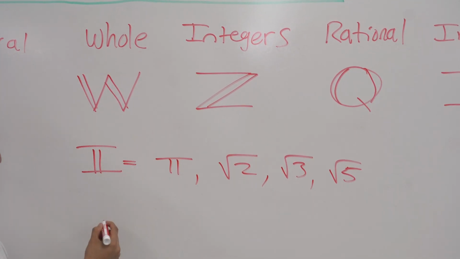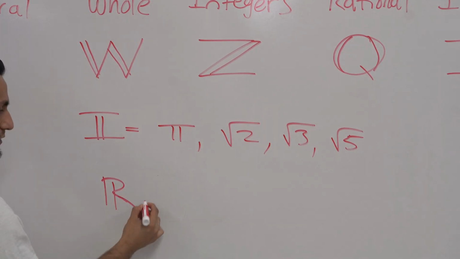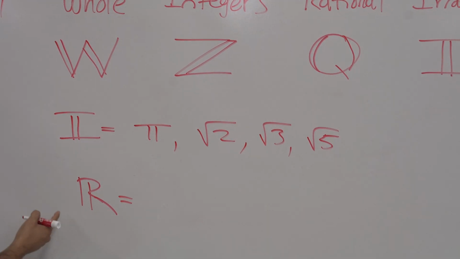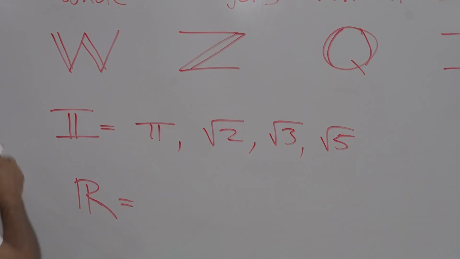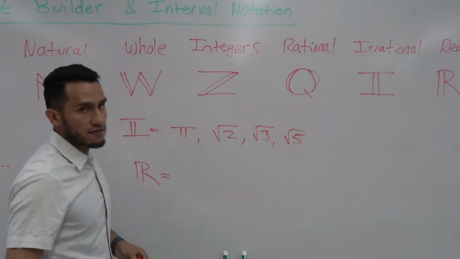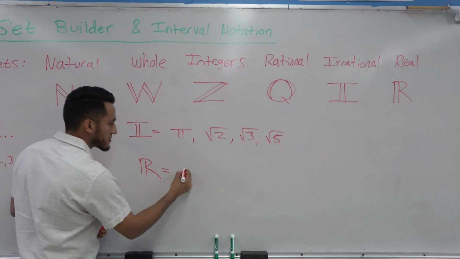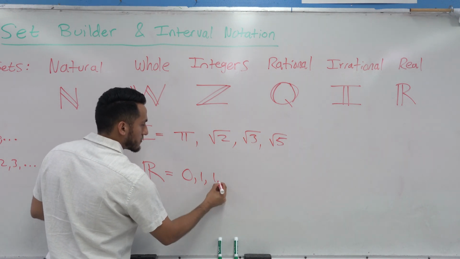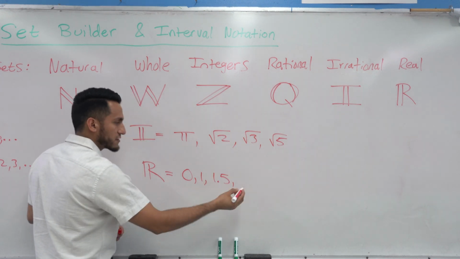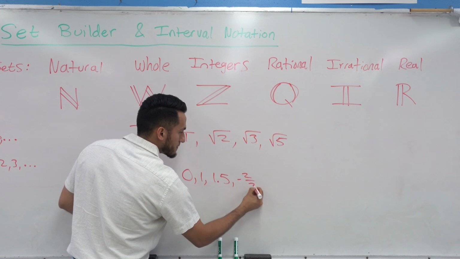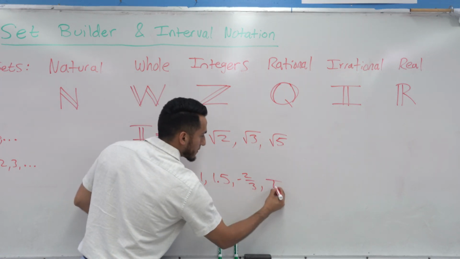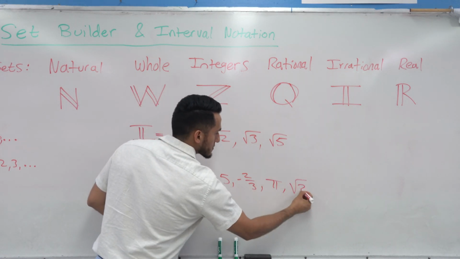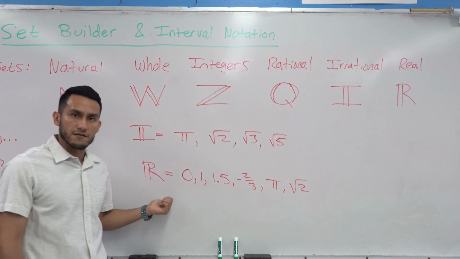Then the last one would be the real numbers. The set of the real numbers. And the real numbers is the entire set of all these elements here. So it can consist of natural numbers, whole numbers, decimal values, 1.5, it doesn't matter, fractions, negative 2/3, even irrational numbers like pi, and square roots. If you can think it, it's a real number.